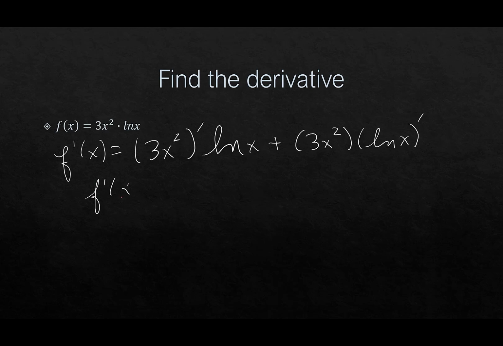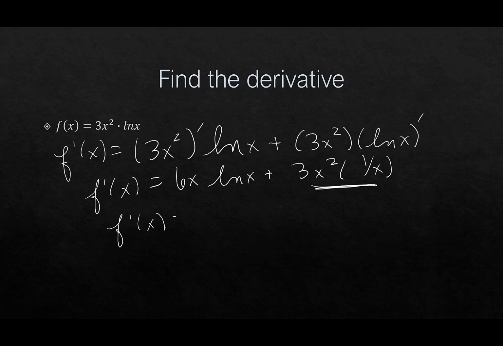So my derivative of 3x squared is 6x. Natural log of x stays the same. Then I keep 3x squared. Hopefully you remember, natural log of x, the derivative is 1 over x. I can simplify this only on this last part, the 3x squared times 1 over x. So I'm going to write f prime of x is equal to 6x natural log of x, plus 3x squared times 1 over x becomes 3x. This is fine just as it is.